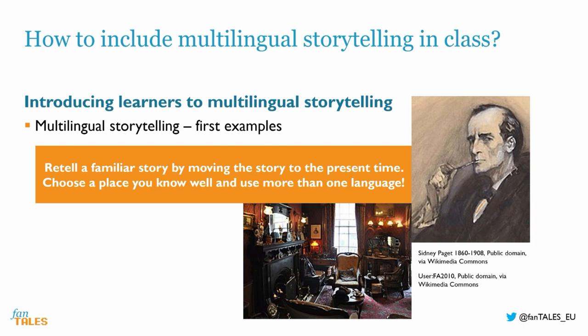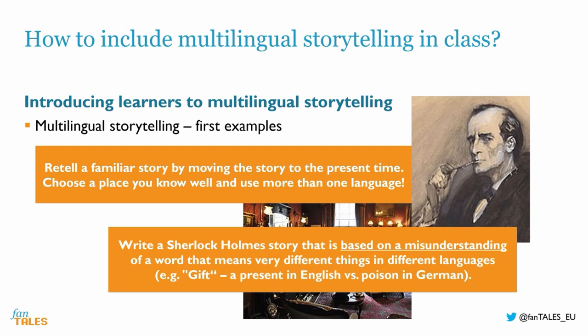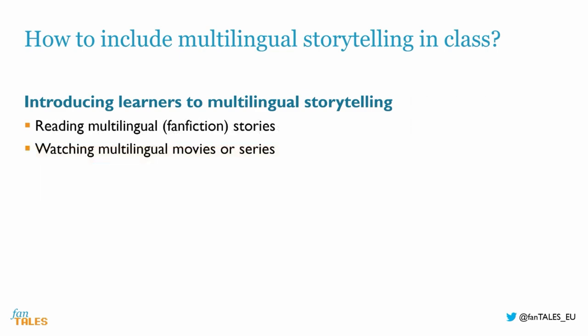Apart from changing the place and time of the story, you could also experiment with languages by taking away a language from a character, by adding a language option, or by playing with possible misunderstandings. For example, asking your students to write a Sherlock Holmes story that is based on a misunderstanding of a word that means very different things in different languages, like gift, which can mean a lovely present in English, but dangerous poison in German.